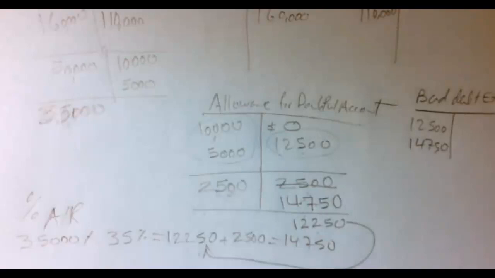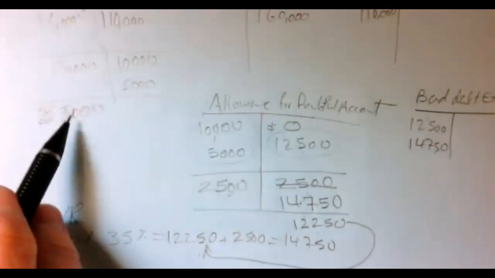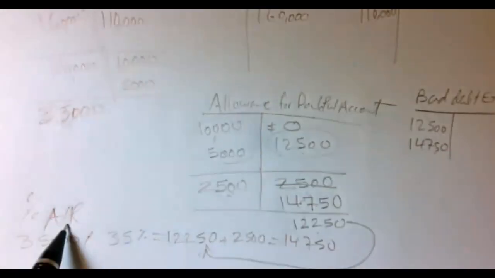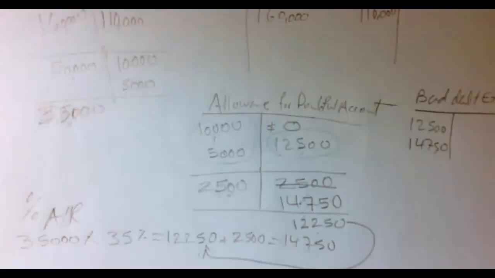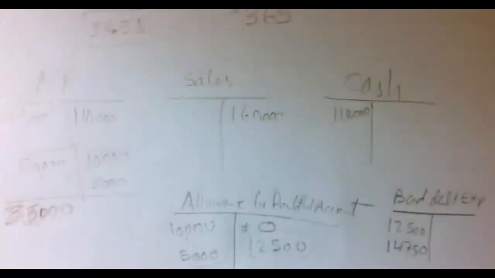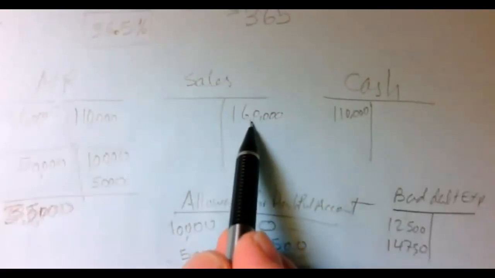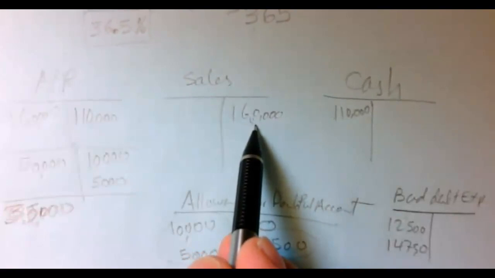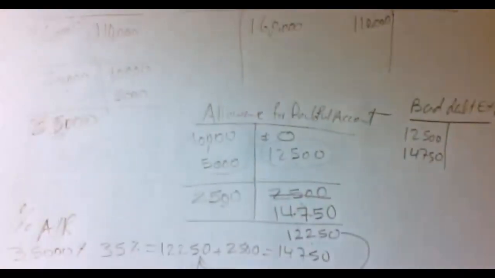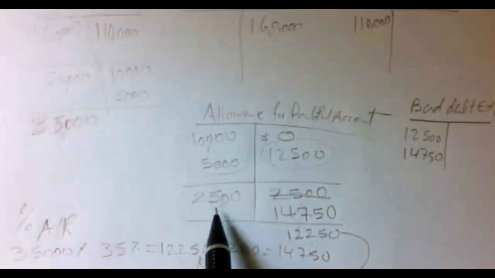However, there is another allowance method also acceptable by GAAP, which says instead of using the accounts receivable balance and getting a percentage of it, you can use percentage of sales. If you use percentage of sales, remember, whatever you calculate, then that 2,500 is not important anymore.